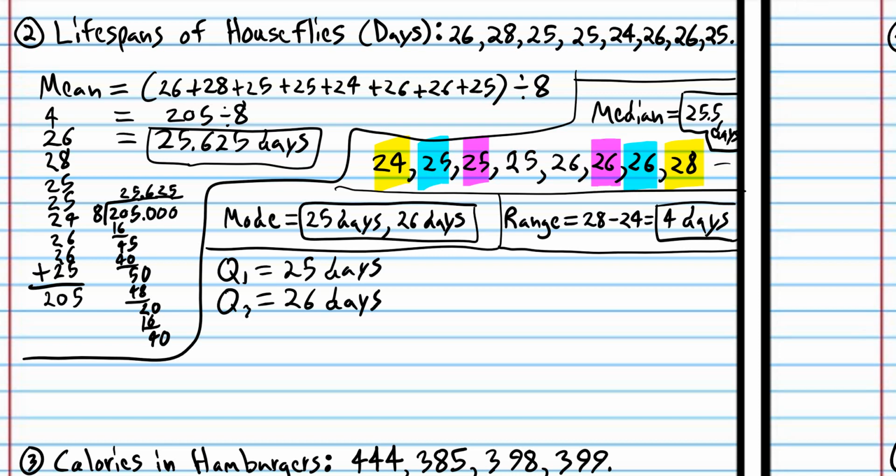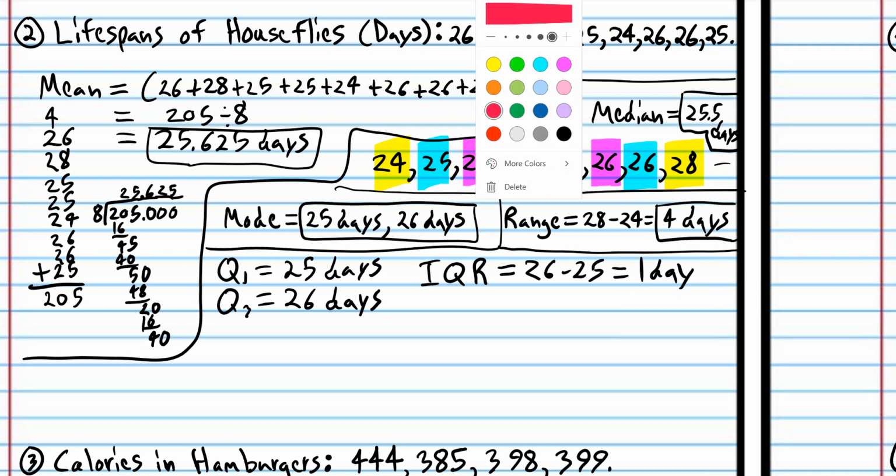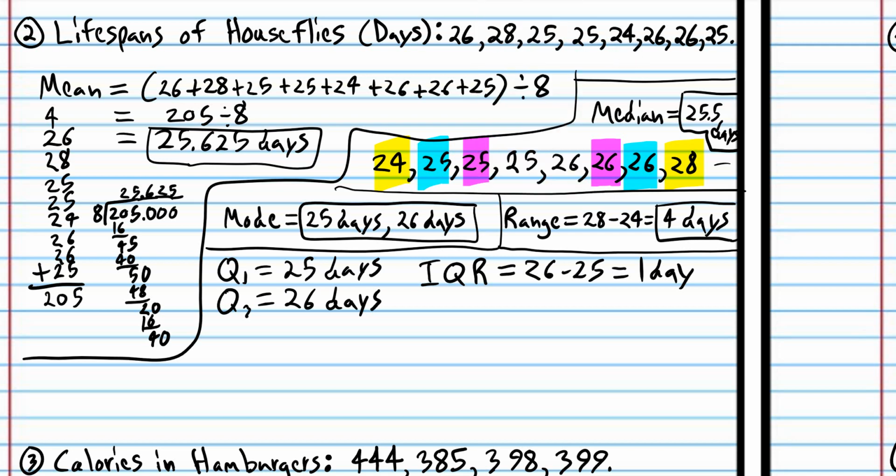So now we're going to use the first and third quartile to find the inner quartile range. That's what the problem is actually asking for. It's not asking for Q1 or Q3. So that's just going to be 26 minus 25 equals 1 day. So that's the inner quartile range. Again, the inner quartile range is much smaller than the overall range, because the inner quartile range doesn't consider those outliers. All right, so good job.